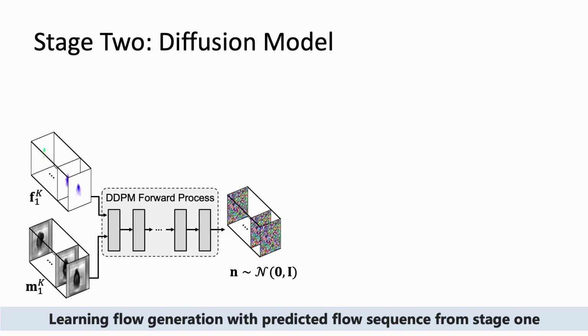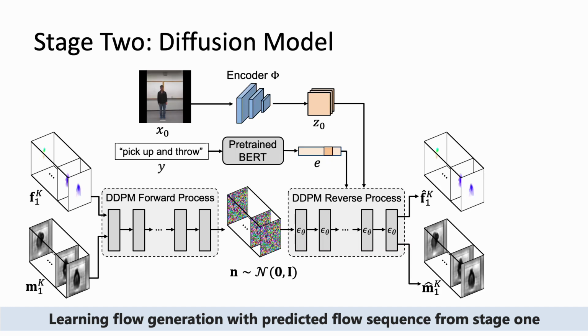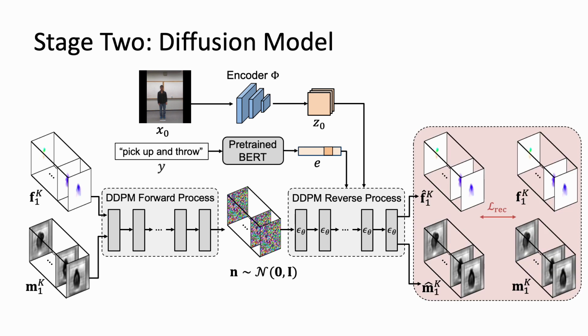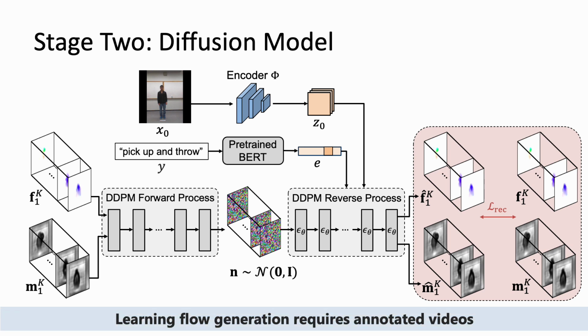These are the training details of stage 2. For the flow and occlusion map predicted in stage 1, we first use the DDPM forward process to map them to Gaussian noise. In stage 2, we mainly train this DDPM reverse process. Our inputs include the Gaussian noise, the text feature from pre-trained BERT, and the image feature from the trained image encoder in stage 1, and the DDPM reverse process learns how to map the noise back to the sequence of flow and occlusion map. We employ several loss functions to train DDPM. Different from stage 1, to learn flow diffusion models, we need annotated videos.